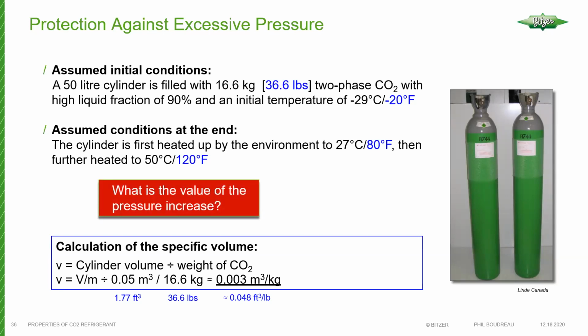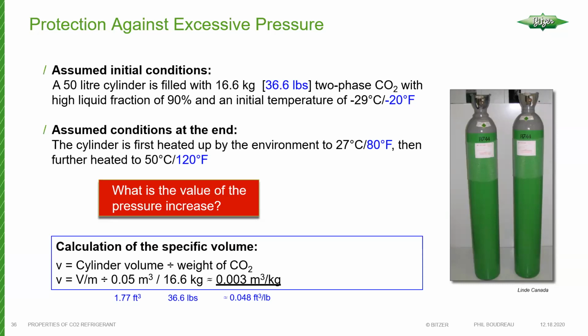So for an example, if we take a look at a 50-liter cylinder, which has an internal volume of approximately 0.05 cubic meters or 1.77 cubic feet, and we fill that in this case with 36.6 pounds of two-phase CO2 having a high liquid fraction of 90%, which means 90% liquid, 10% vapor. Okay, and then at an initial temperature of -20. That's pretty cold. Maybe it's sitting in a cold truck or something like that.